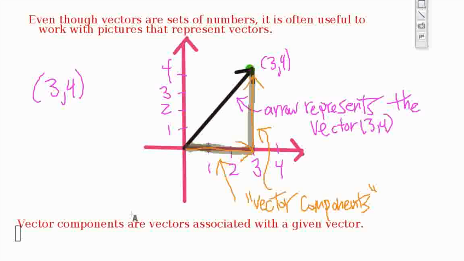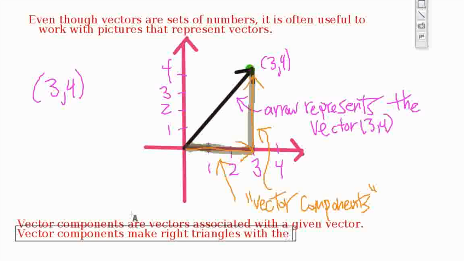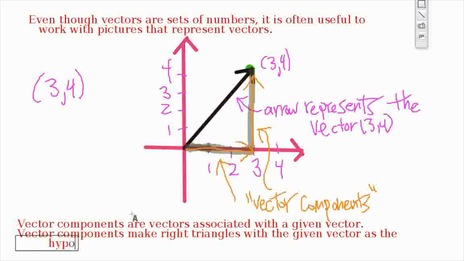All right, and we could say that vector components make right triangles with the given vector as the hypotenuse. So you can see there the black vector, the original vector, is the hypotenuse of a right triangle formed with the orange vectors, and the right angle would be what I just labeled with the little right angle box. Okay, so you could ask yourself, what are the lengths of the vector components? The vector component lying along the x-axis clearly has a length of 3. The vertical vector component clearly has a length of 4.